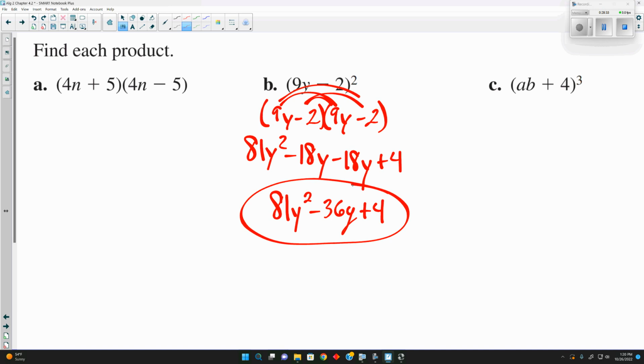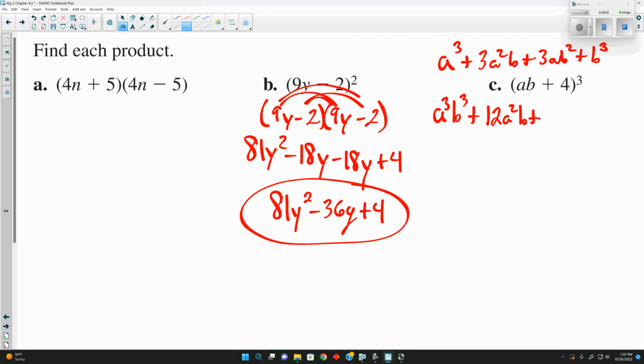Questions on this here? Because the next one's setup is really going to be a cubed plus 3a squared b plus 3ab squared plus b cubed. That's kind of the overall setup. And then we can apply it to this here, which is really going to get us a cubed b cubed plus 12a squared b plus 4 squared is 16 times 3 is 48ab squared plus 64 is what this ends up working out to be.